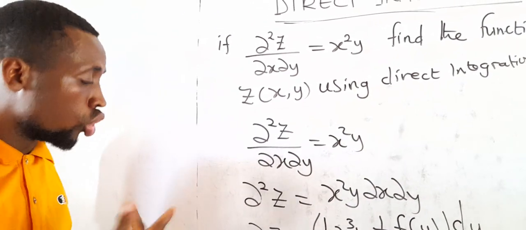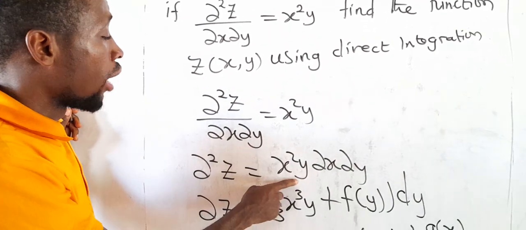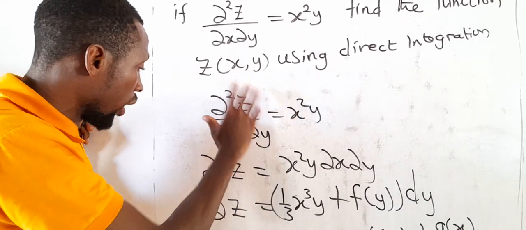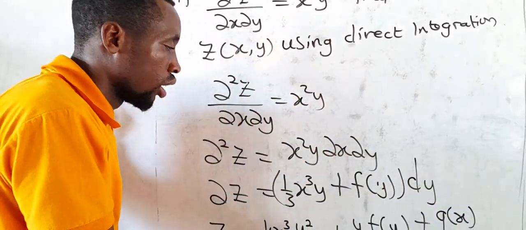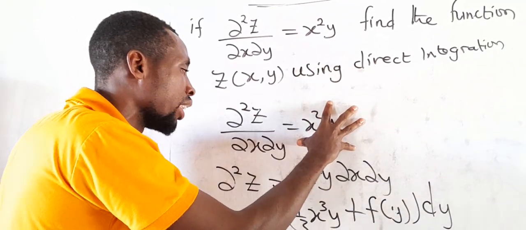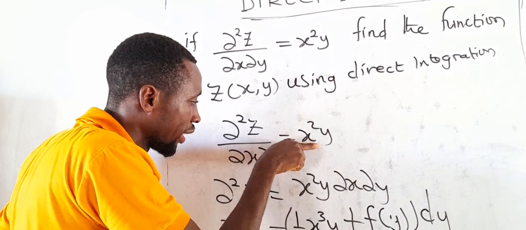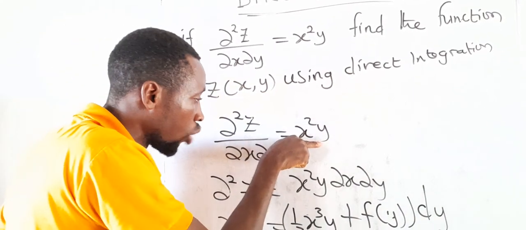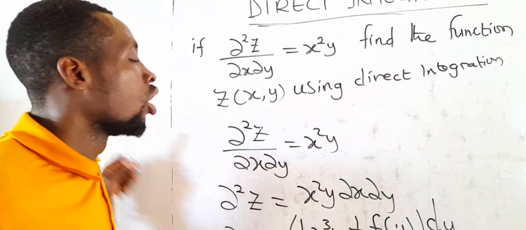Now we'll solve another one for you to get a concept. But before we do that, remember, we can keep our del square z over del x del y. We can keep it here whilst we integrate it so that it will not confuse us. So when we are integrating with respect to x, we will only be left with del y. And when we are integrating with respect to y, we will only be left with del x. I hope you get that concept. So let's look at the next one.